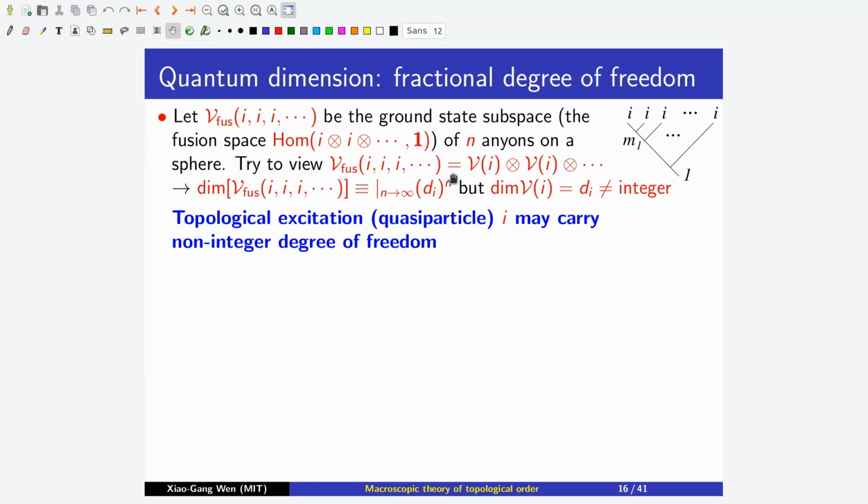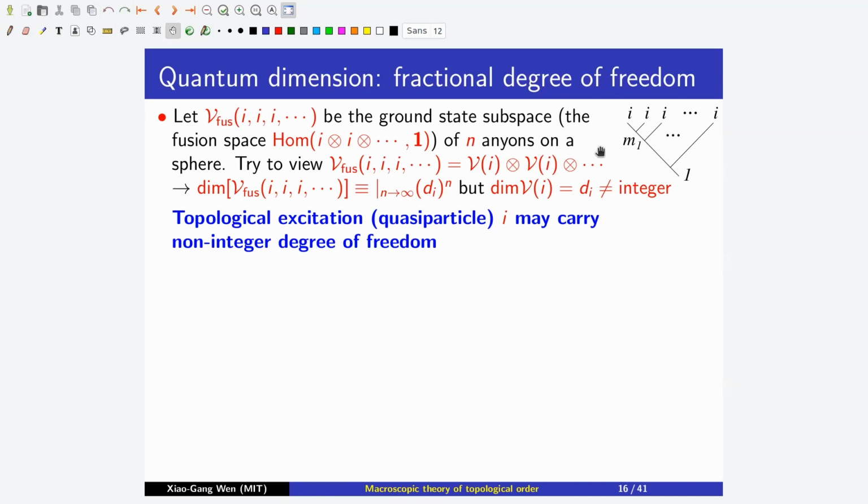The amazing thing is that for a topological order, the dimension of this fusion space can be computed. You take the nth root. This nth root usually is not an integer, although the dimension of the fusion space, a vector space on the sphere, is an integer. But when you take the nth root, viewing this as a tensor product of individual spaces, this may not be an integer. So this is a phenomenon of fractionalization of degrees of freedom. We talk about fractional charge, but even degrees of freedom can be fractionalized, and it is in this sense.